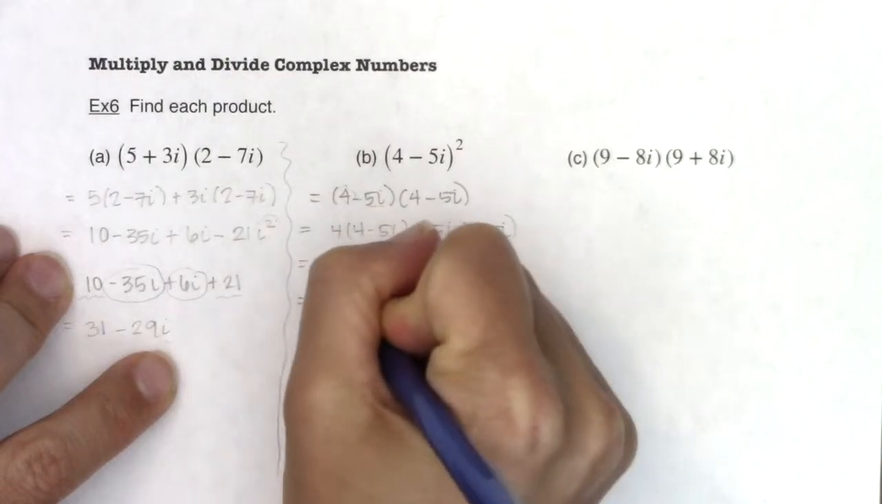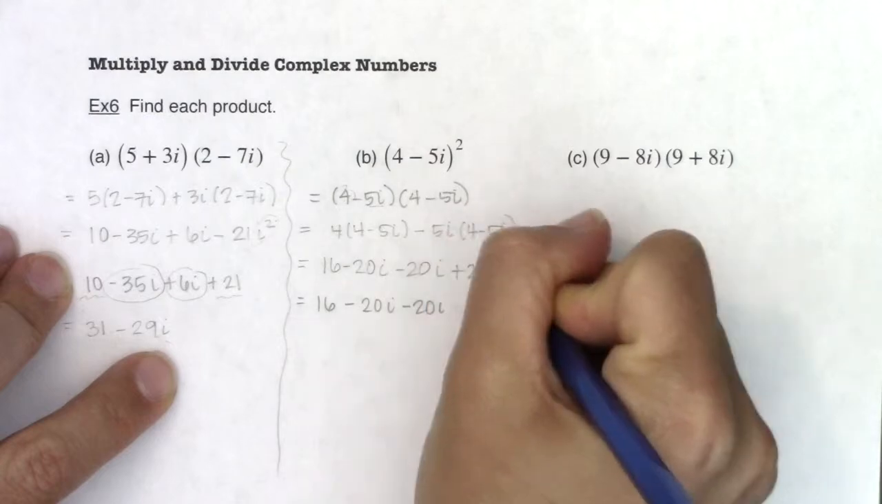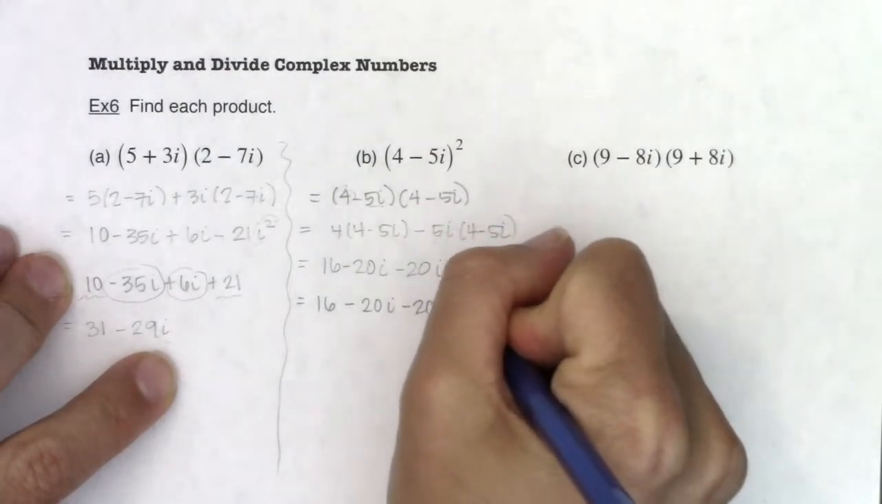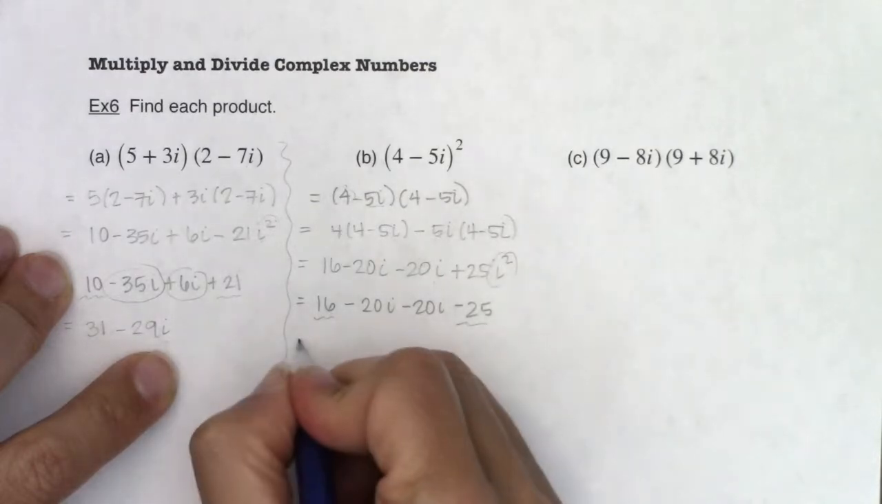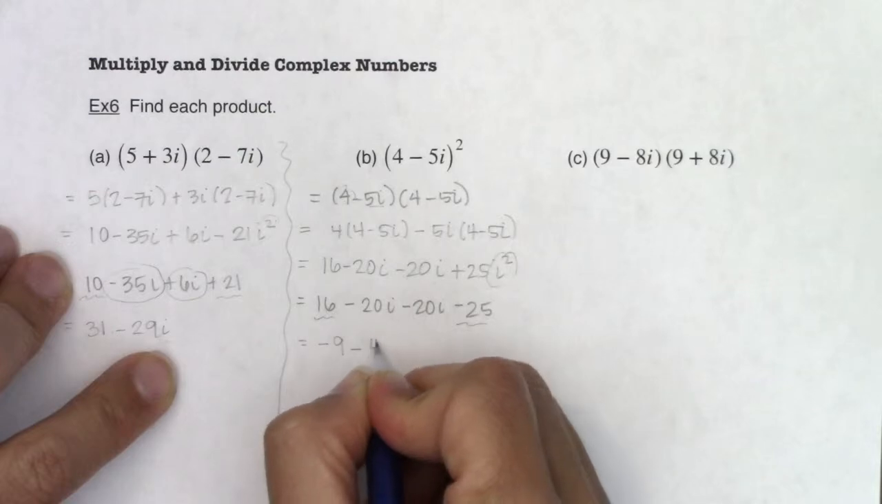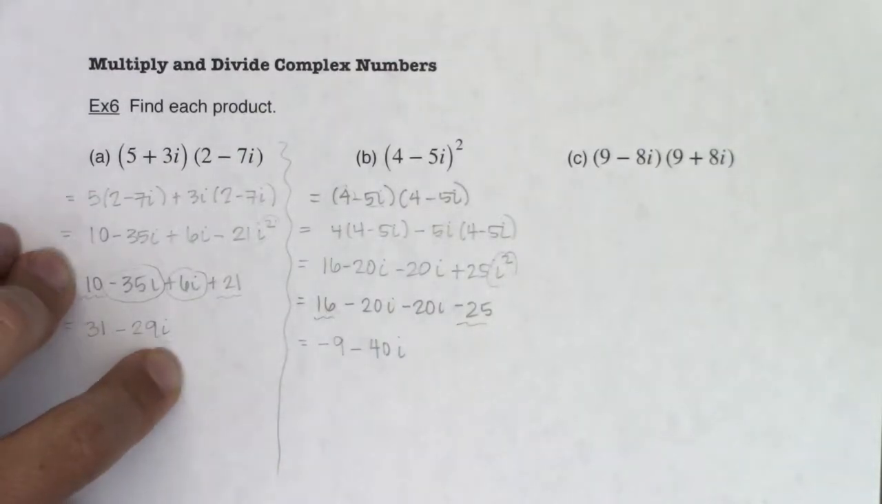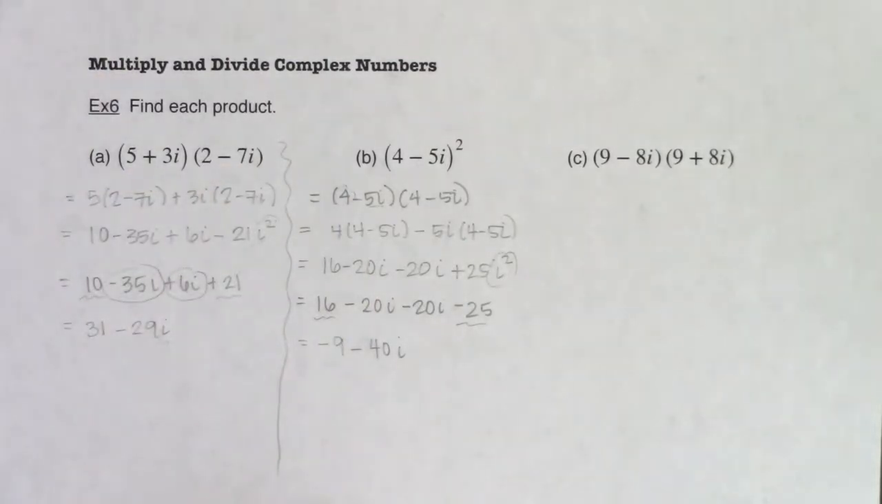So I've got 16 minus 20i minus 20i. All right, positive 25 times -1 will be negative 25. So I see some like terms of 16 minus 25. We got -9. Negative 20i minus 20i, I think I'm looking at negative 40i. So there's my answer in standard form, right? a plus bi, I'm good to go.